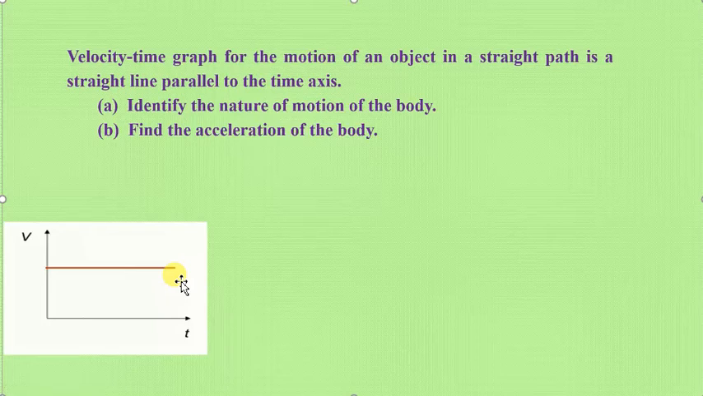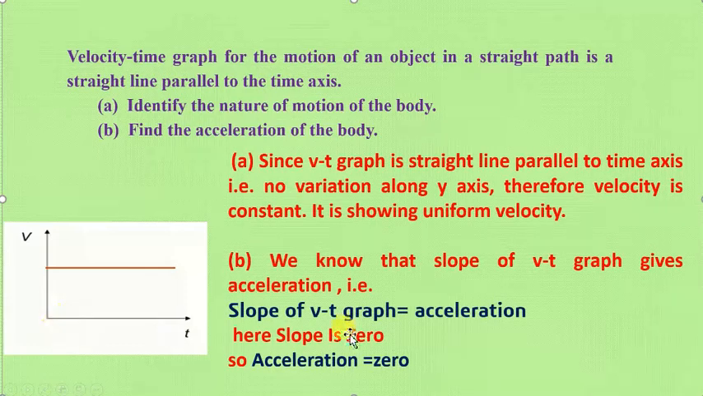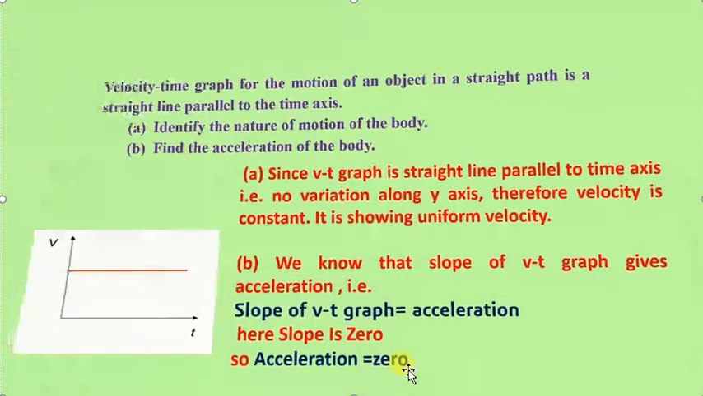And there is no variation along the y-axis. That means velocity is constant for all the time. So it is showing uniform velocity with 0 acceleration. So moving to the next question.